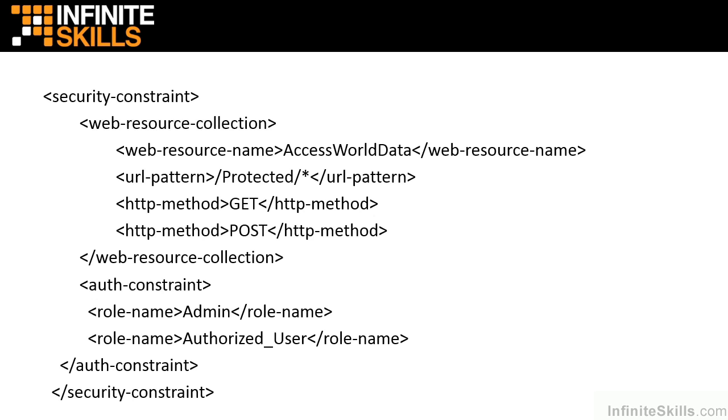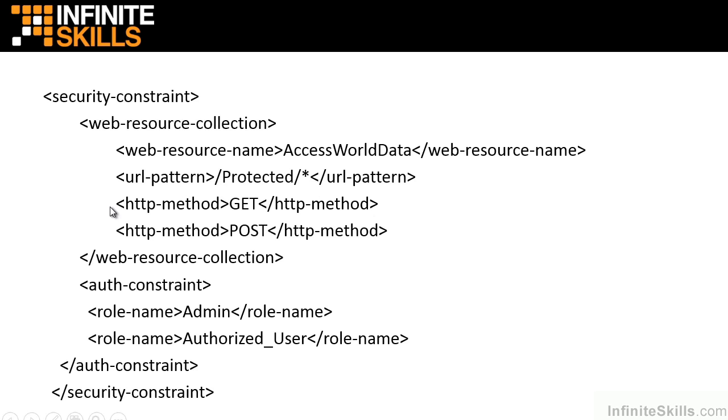But here, I'm just listing it on the PowerPoint as well, where we have our security constraint section, which is going to be our main constraint area that we're going to assign the resources, the roles, the users that are going to be authorized, and essentially what pattern to protect. Our web resource collection is going to be named whatever we want to name it, so I'm just going to call it Access World Data. Our URL pattern, of course, is our protected URL, which we've seen in our filters, so this is very familiar to us at this point.